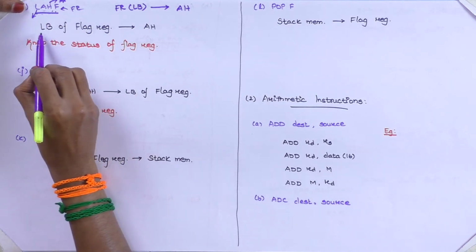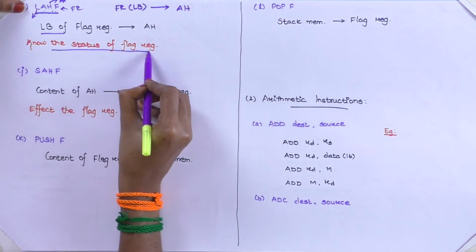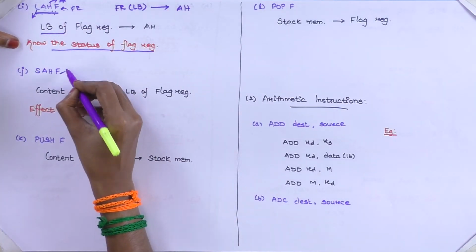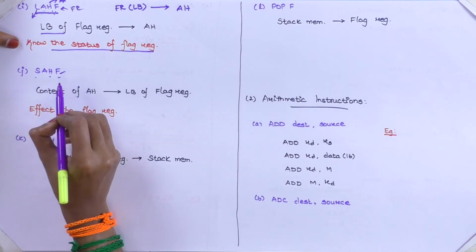This instruction is used to know the status of the flag register. The flag register's lower byte holds the carry, auxiliary carry, zero, overflow bits and so on. If you want to know the status of those bits, you can transfer that lower byte value to the accumulator's higher byte, read it from the accumulator, and use it for further applications in your program. So this is LAHF, and the next instruction is SAHF, store AH to the flag register.